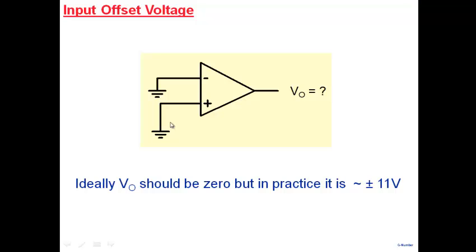You go and apply both inputs ground, and you're going to see plus 11, 11.2, 11.4, or whatever, or minus. It could be that. Some of you may see a plus, and some of you may see a minus. That also is there. Okay. Now the issue is, where is it coming from? Where is this extra voltage coming from?